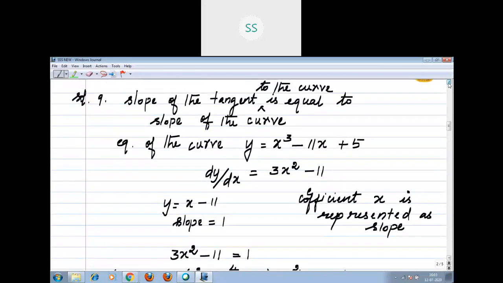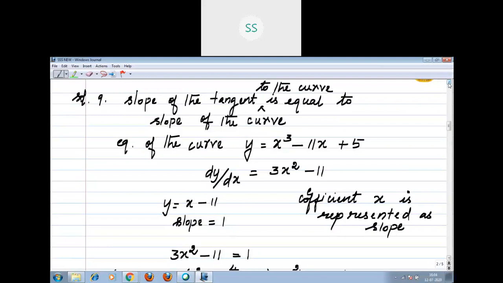See here, slope of the tangent to the curve is equal to slope of the curve. Equation of the curve is given. You find dy by dx. Here the equation is given to you as y is equal to x minus 11. Using that, you are finding the slope. How to find the slope? Coefficient of x represents your slope. So slope equal to 1.